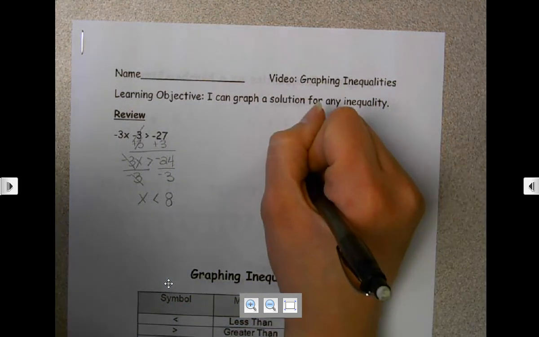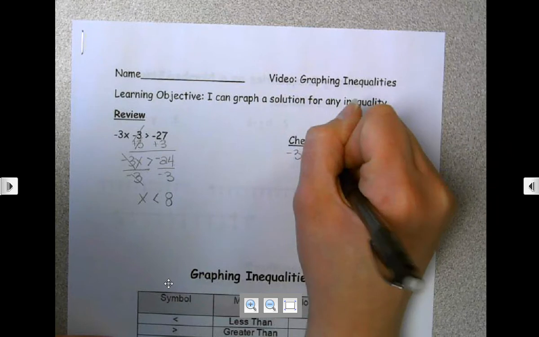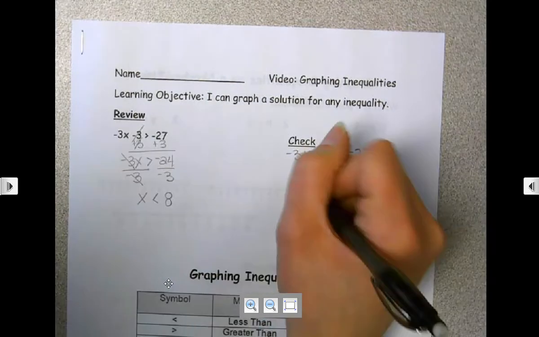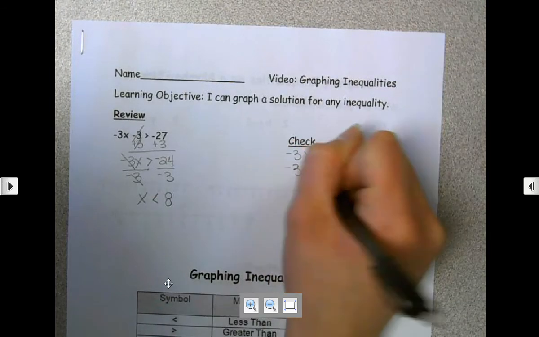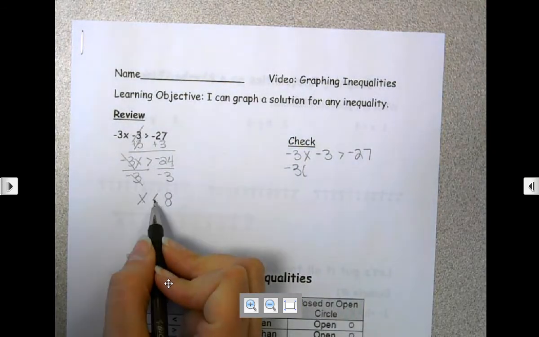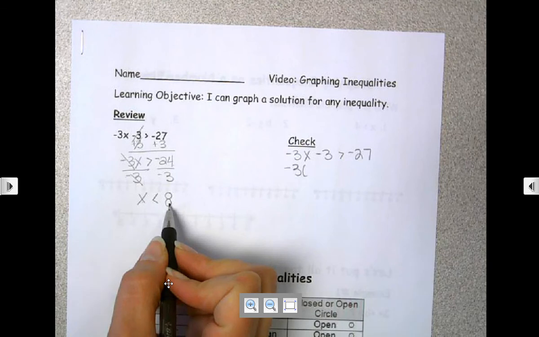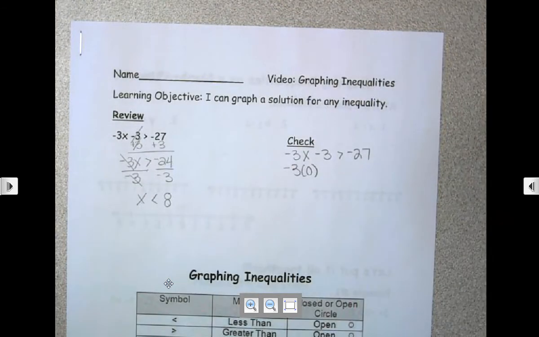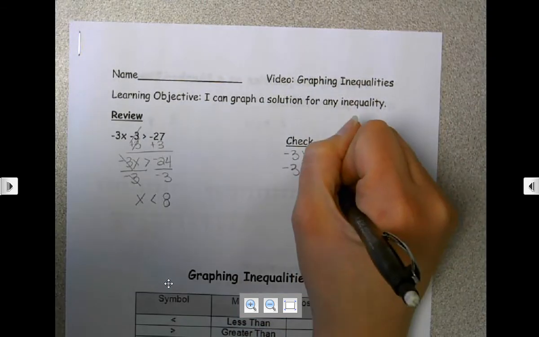I'm going to go ahead and check. Make sure that we rewrite the original problem, the original inequality, and then substitute in. All right, so I've got x is less than 8. I've got to pick a number less than 8. I'm going to pick my old standard of 0. I like that number. It's an easy number to check with.